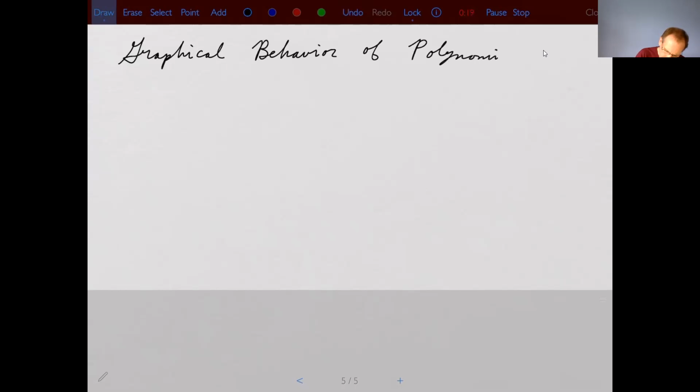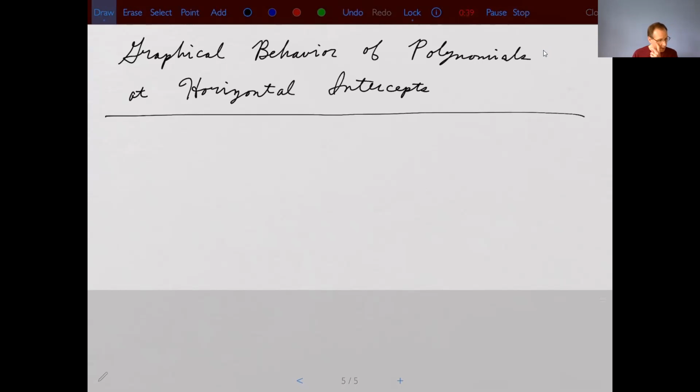Okay, so let me explain this more carefully. So we can think of this as the graphical behavior of polynomials at horizontal intercepts, or at the roots. Like, what does the graph look like near those roots? And remember, we're only going to deal with 3 different cases.